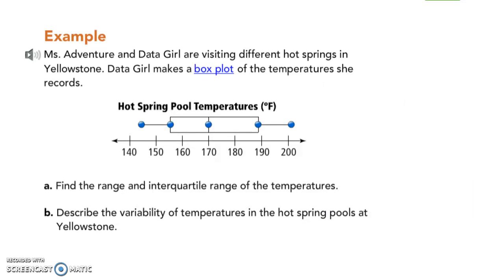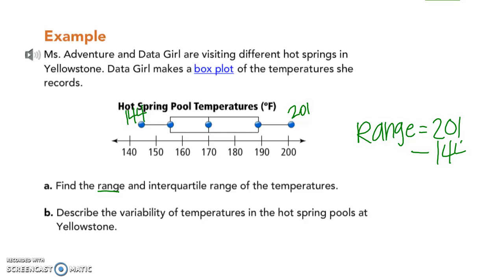All right, let's look at just a couple of questions that you might have to answer from a box plot. They're asking you to find the range and the interquartile range. Again, the range is biggest minus smallest, so from my box plot, this looks like it's at about 201. That is my maximum, my biggest value. This right here looks like it's about 144. Okay, that's my minimum. So I would find the range by subtracting the biggest minus the smallest, 201 minus 144, and that would give me 57. So the range would be 57.